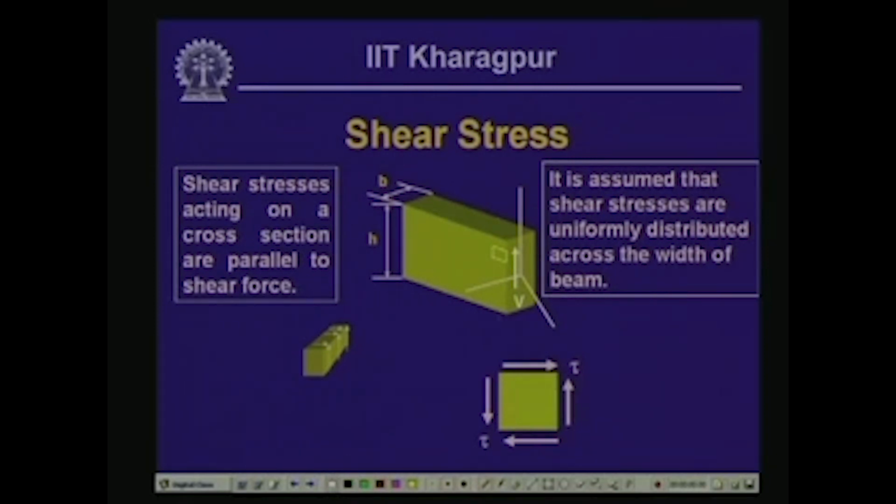the shearing force acting, we assume that the shear stress is parallel to this shear force. That means, in this cross section the direction of the shear stress is in the same direction as that of the shear force, and this is what is done. The shear stresses acting on a cross section are parallel to the shear force acting in that particular section. Also, it is assumed that shear stresses are uniformly distributed across the width of the beam, and this is very important, that at any point along the depth the distribution of the shear stress along the width is uniform.